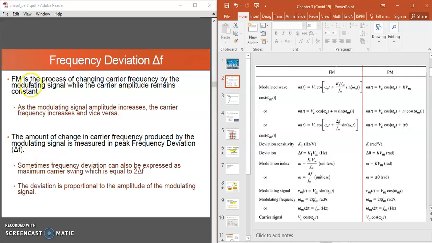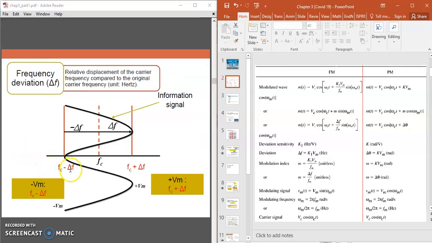You can read by yourself. FM is the process of changing the carrier frequency by the modulating signal while the carrier amplitude remains constant. The amount of change in the carrier frequency produced by the modulating signal is measured by the peak frequency deviation, delta F here.